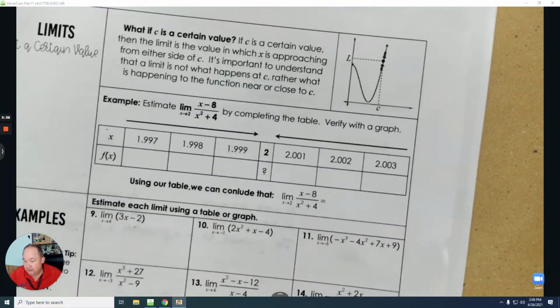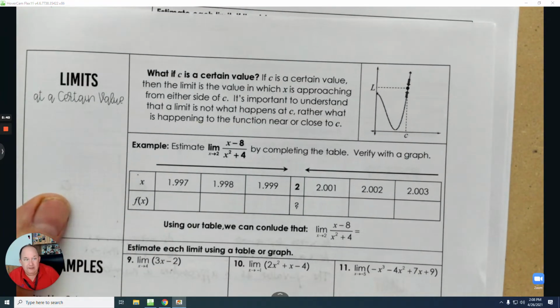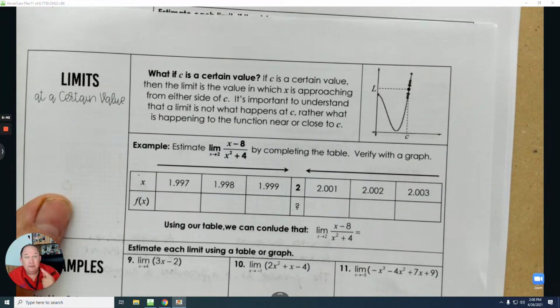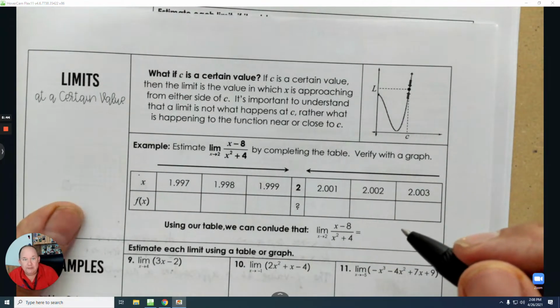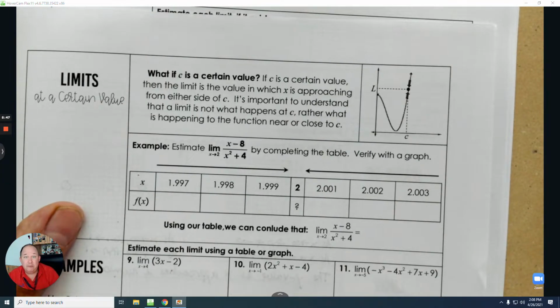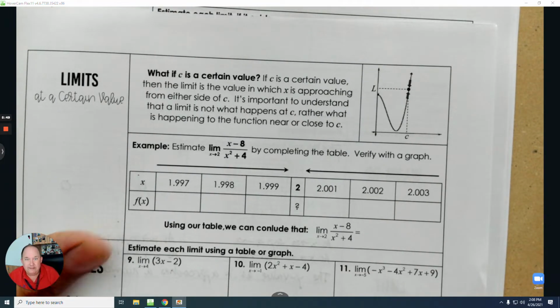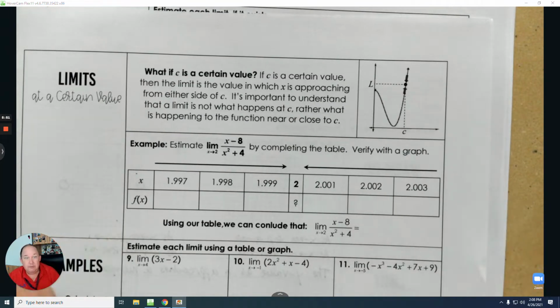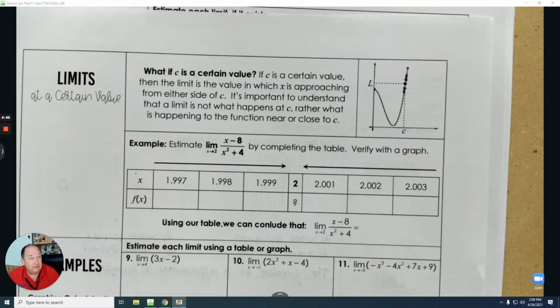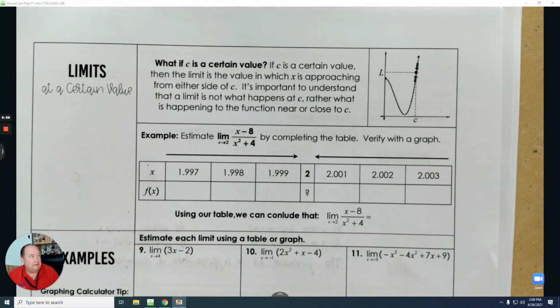All right. So what if c is a certain value? If c is a certain value, then the limit is the value which x is approaching from either side of c. It's important to understand that a limit is not what happens at c, but rather what is happening to the function near or close to c, or as it's approaching. And this is going to bring a calculus understanding of continuity. If the value of the limit and the value of the function equal the same number, then it's a continuous function.